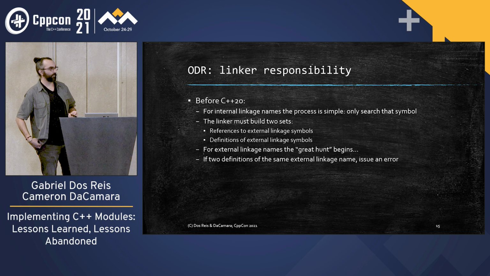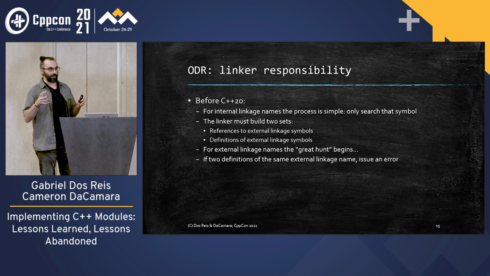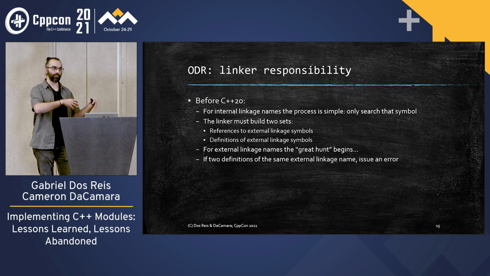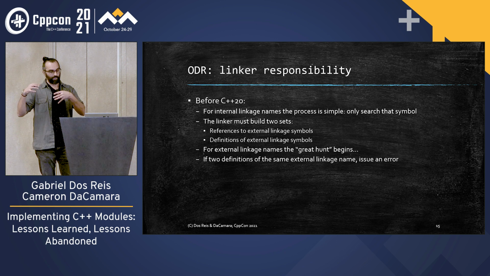So that's enough about ODR. Let's talk about ODR again, but on the linker side this time. Before C++20, the linker had a very easy job when entities were defined in the translation unit and they were TU local, which is something the standard defines as something that could be static, or essentially a name that does not escape the current translation unit.